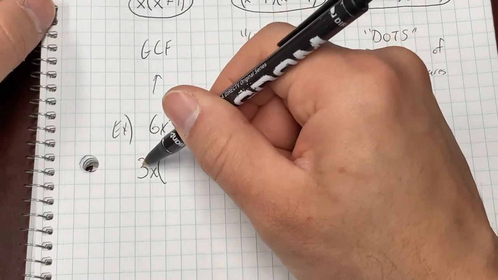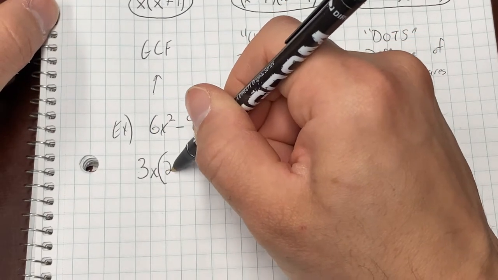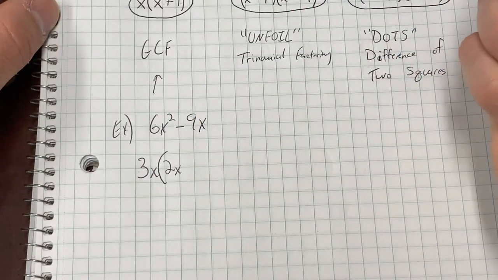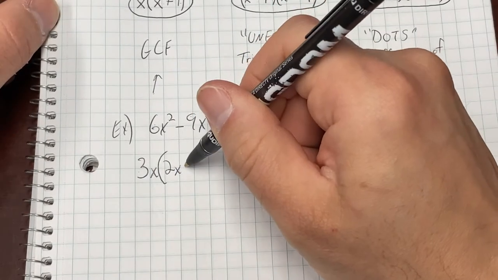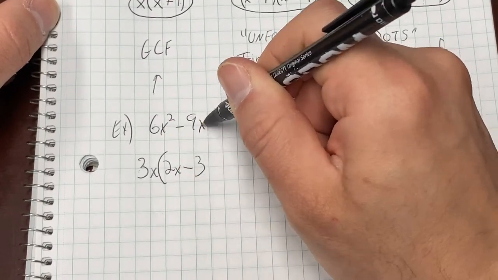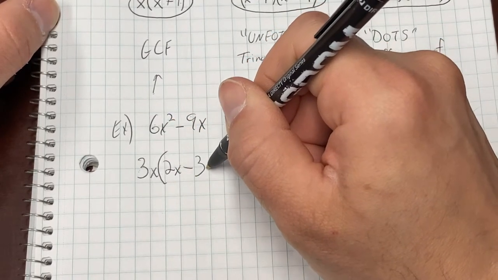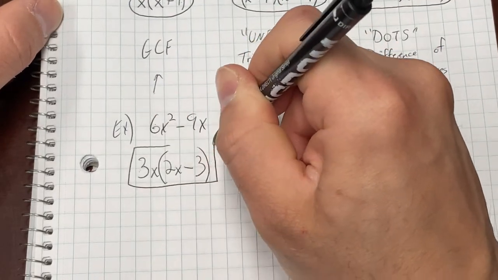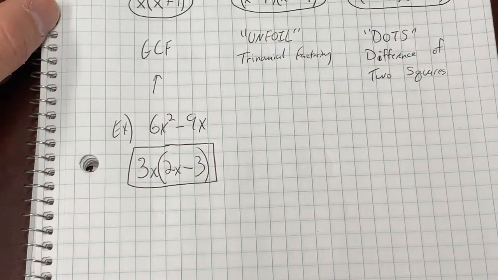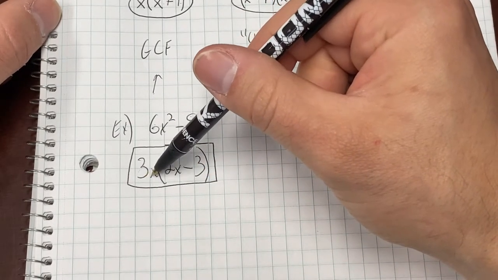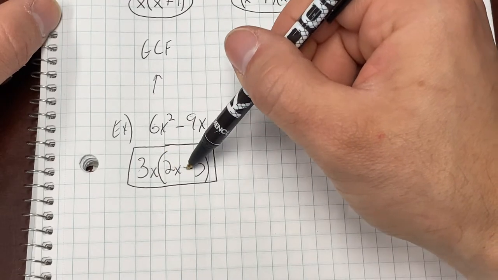What is 6 divided by 3? Well, that's 2. And what is x squared divided by x? That's just 1x. Okay, one factor of x, I should say. Obviously, we're gonna have a minus here. 9 divided by 3 is 3. x divided by x goes away. It's just a factor of 1. And now we have successfully factored 6x squared minus 9x. We have factored it into 3x parentheses 2x minus 3.